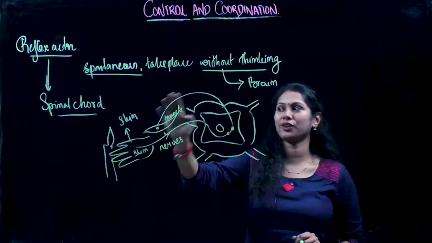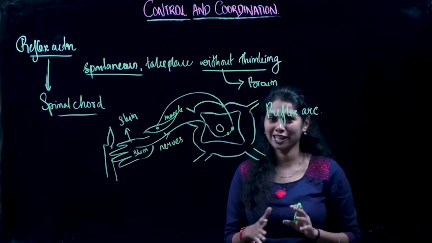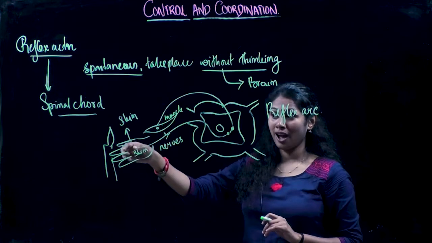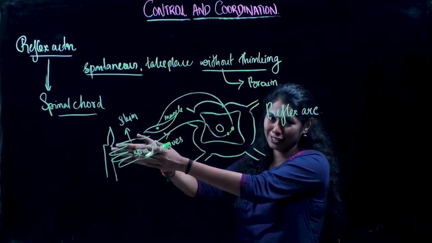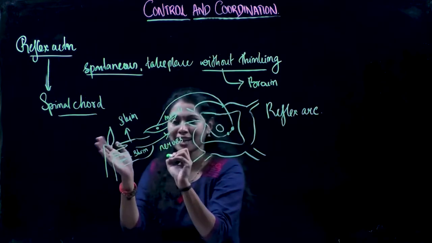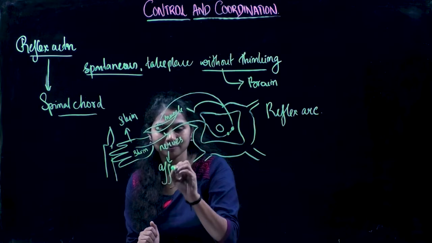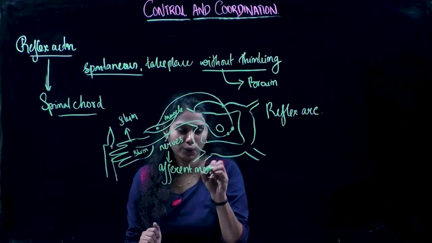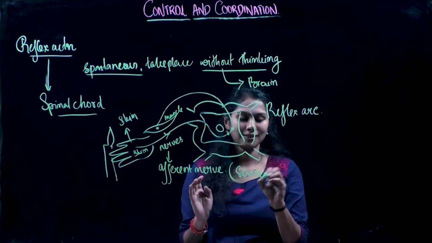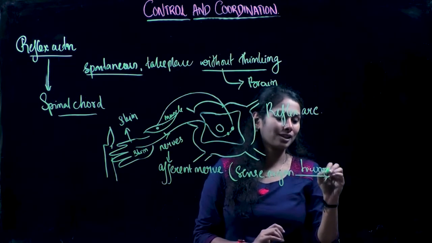So this pathway is called as reflex arc. Where what really happened? When I touched the candle burn, I got a small sensation of temperature in my skin, and this was taken by some nerves, and these nerves taking impulses from the receptor are called as afferent nerves. Those nerves which take the impulses from the sense organ towards the spinal cord.